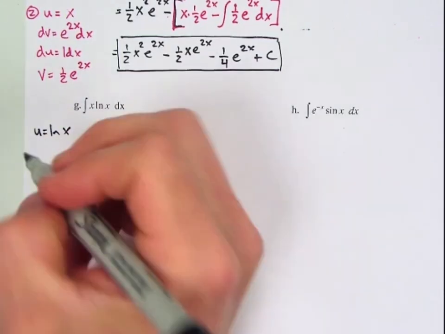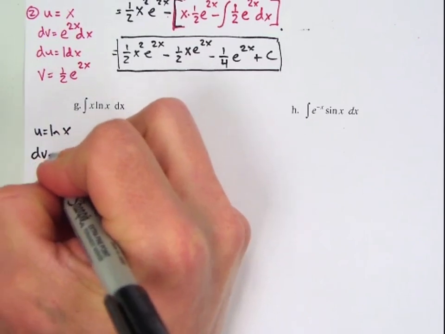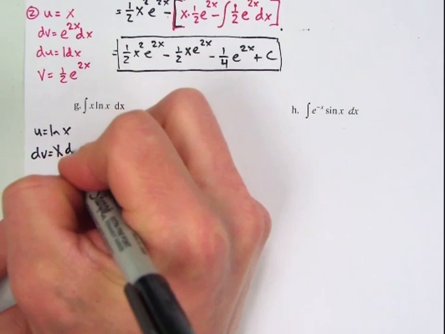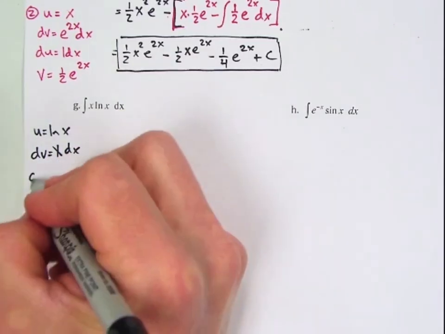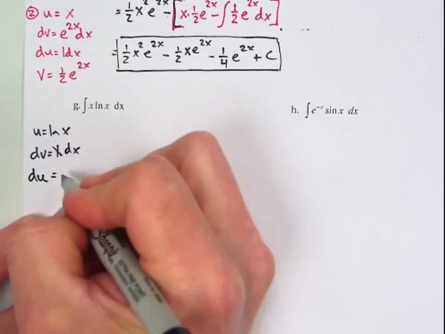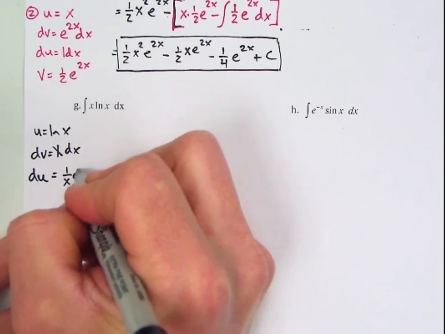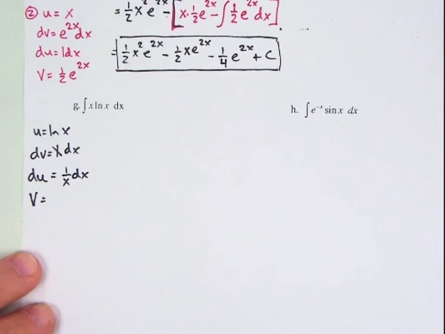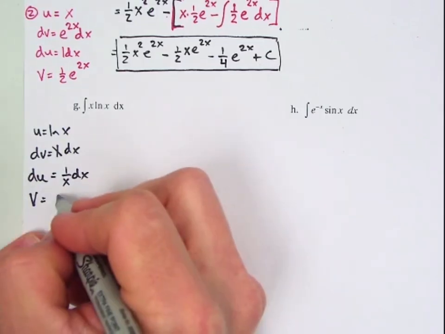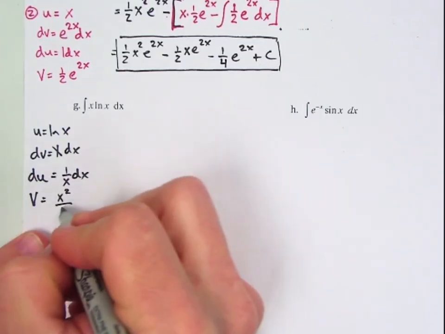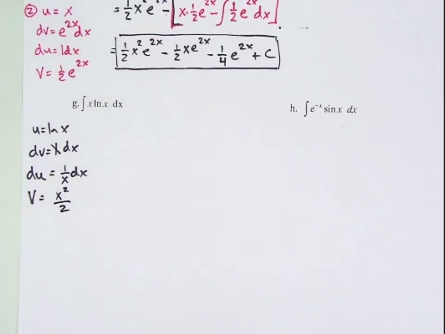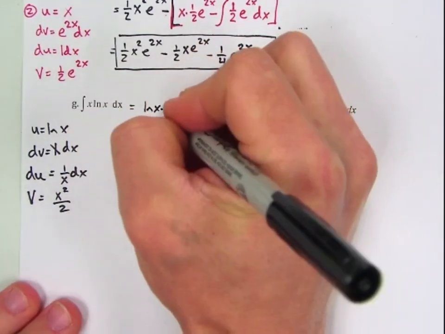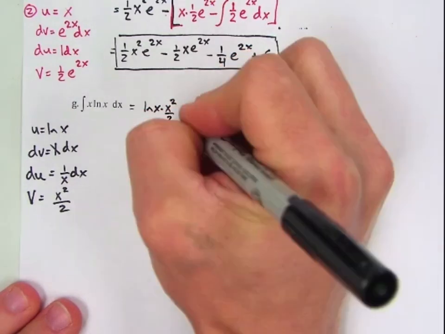So dv is going to be x dx. du is 1 over x dx. And v is x squared over 2. So u times v, so uv, and minus the integral of v du.